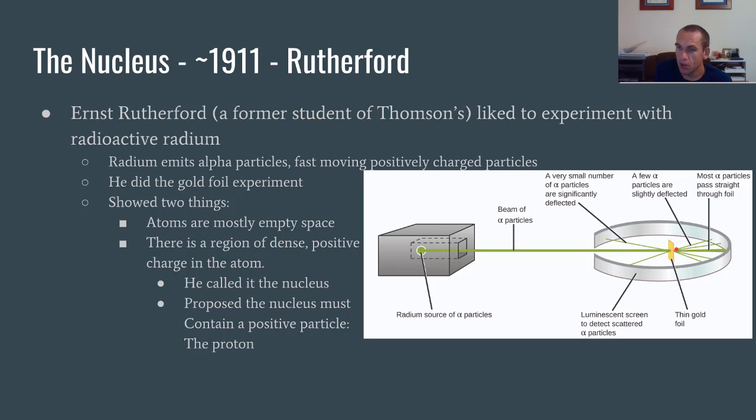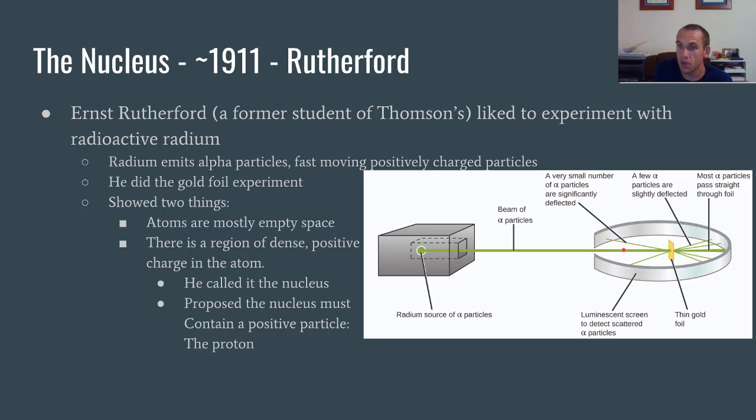But because some of them are deflected and some of them are bounced completely back, that deflection is probably caused by 2 positive charges getting close to each other, pushing on each other, and that causes the deflection. And same with bouncing back. But because so few of them bounce back, that positive charge has got to be concentrated in just one spot. And so Rutherford proposed the idea that, no, it's not a cloud of positive in the middle. It's actually a very, very tiny dense place in the middle where all that positive charge is located. He called that place the nucleus.